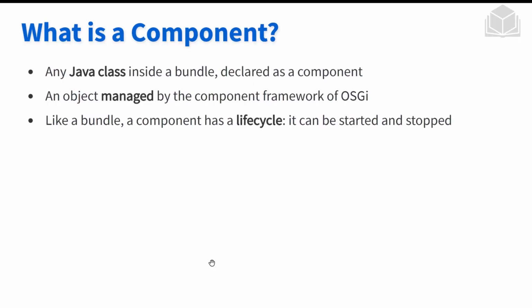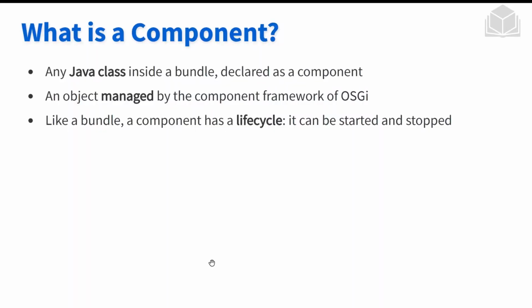When we're creating a component, it's going to be expressed as a Java class, and we're going to use an annotation that will denote that this Java class is a component, right? Just like with our bundles, a component is going to be managed within the OSGI framework. So the component will live inside of a bundle, and then the OSGI framework takes care of the bundle and the component at the same time.